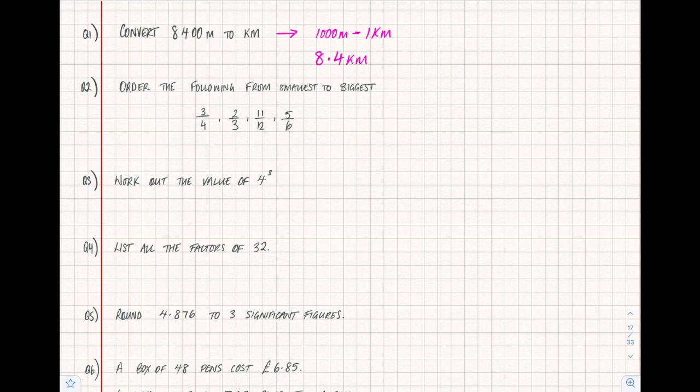Okay, question 2. What we're looking at is ordering our fractions here. The first thing you need to do is make the denominators the same. So we've got 4, 3, 12, and 6. What you need to think about is what number do all of these go into? Well, I can make them all 12. So how would I do that? Well, I times this one by 3, I then would times this one by 4, and I don't times that one by anything because it's already 12, and I would times this one by 2.